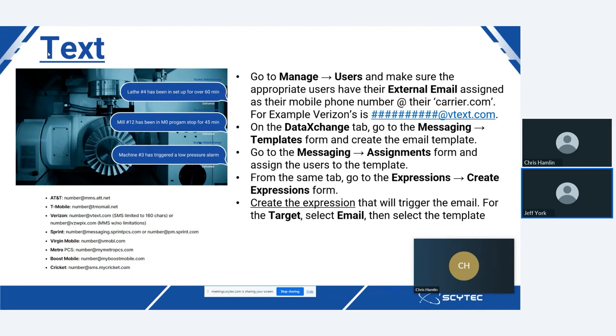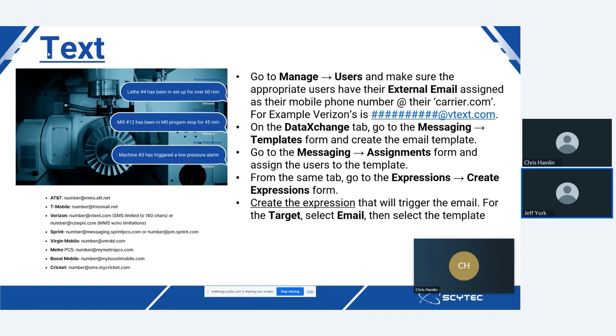Text works kind of like how email works, with the main difference being that instead of using an email address, you use an email template that is provided by your phone carrier. Down at the bottom left, we have a screenshot of all of the different United States phone carriers and the template that they use. For AT&T, it is your phone number at mms.att.net.